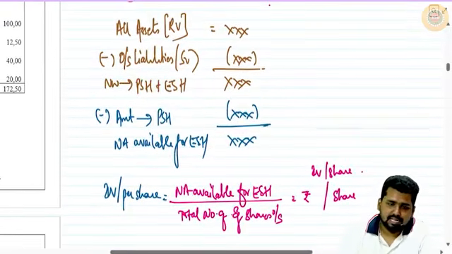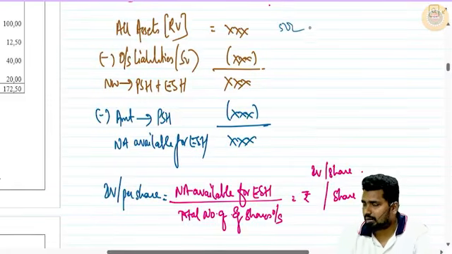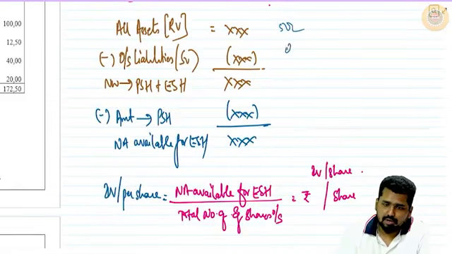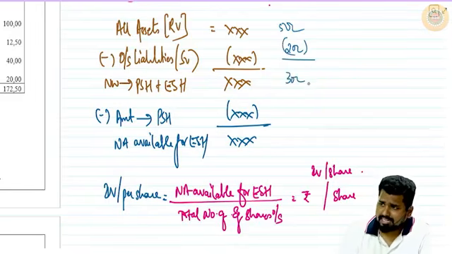So for example, sir, I am having 50 lakhs. Okay, 50 lakhs is the all assets realizable value. Outside liability settlement value is 20. Therefore, the net worth available for preference and equity is 30 lakhs.